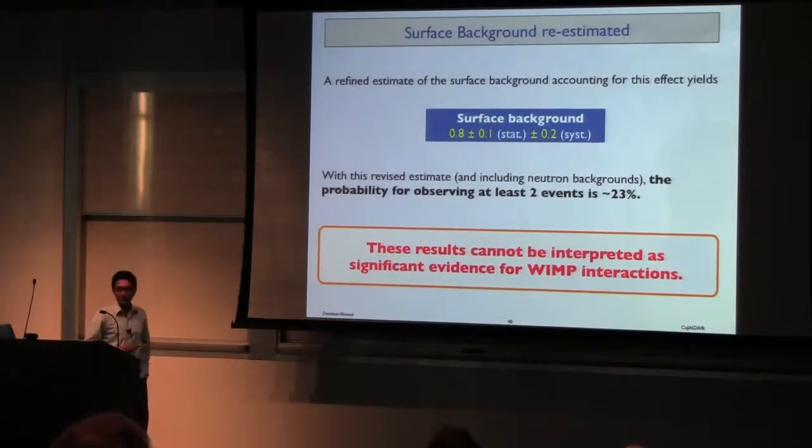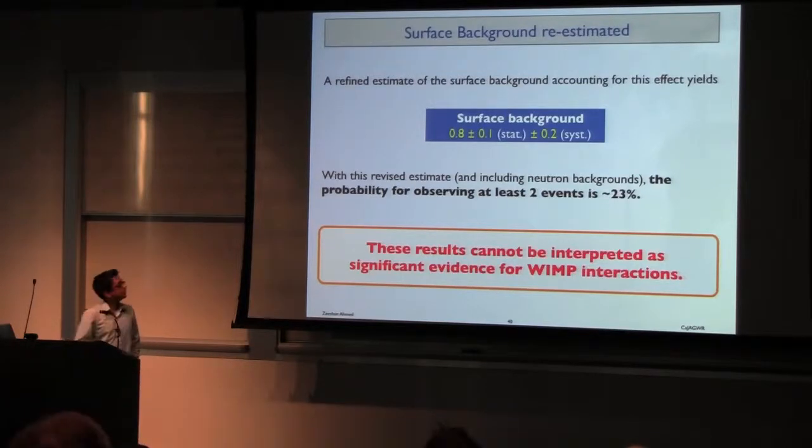But anyway, so this is maybe suspicious, but after realizing this issue, we went back and re-estimated the surface event background and added a contribution from this kind of effect. And so it was 0.6 plus minus 0.1, recall? And now it's about 0.8 plus minus 0.1. And now we've done Monte Carlos and stuff, and we can also assign a systematic error of about 0.2.